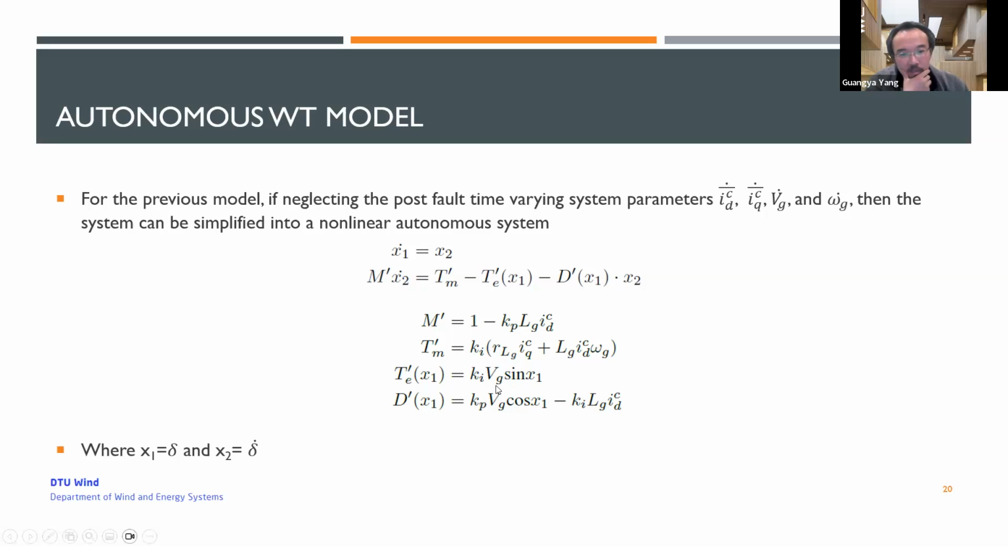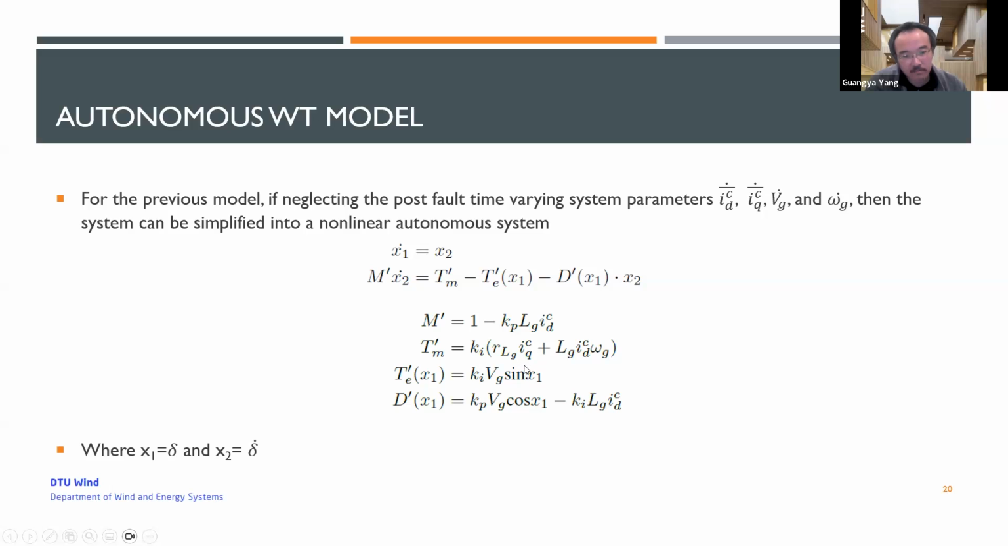For example, this R and L of the grid as we know, and this ID of the converter, assume that these are constant. That means that after the fault, when the control switches, you have a constant ID. During the fault, you have a low ID. After the fault, you have a high ID. But we are interested in how the system evolves after the fault, so the ID will be a step change. And the IQ, after the fault, you can give a constant value.